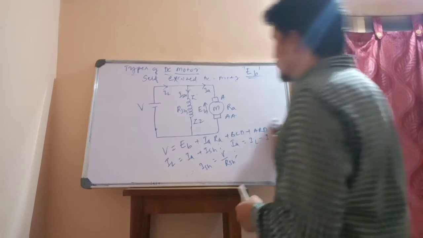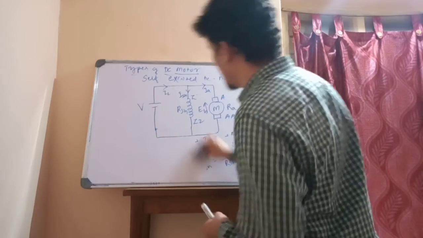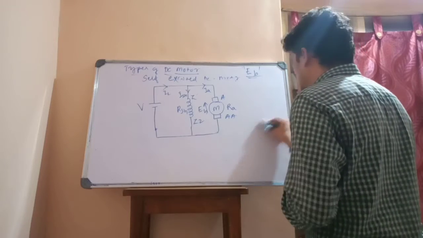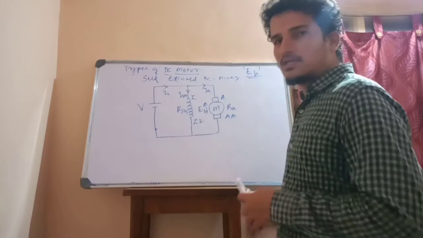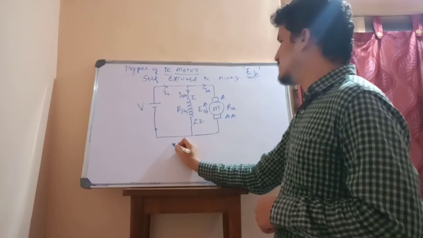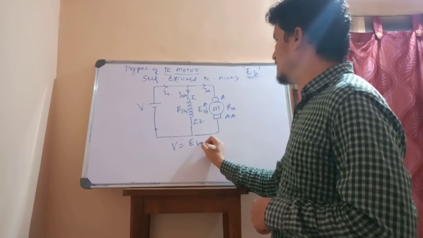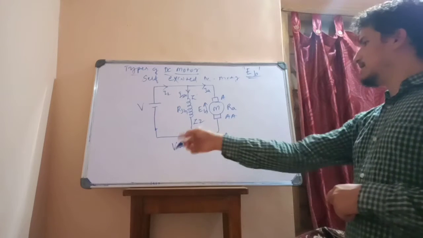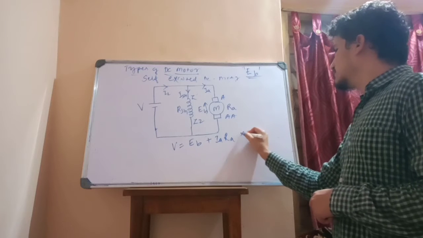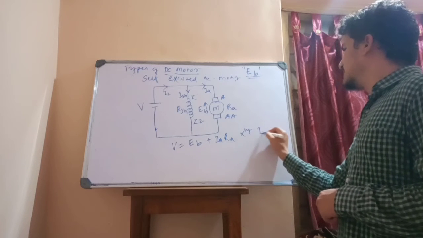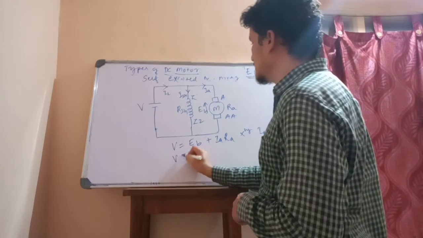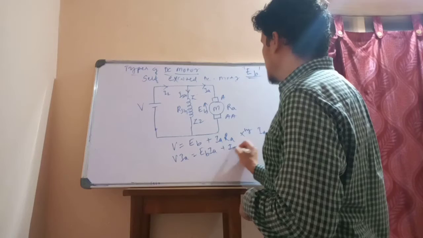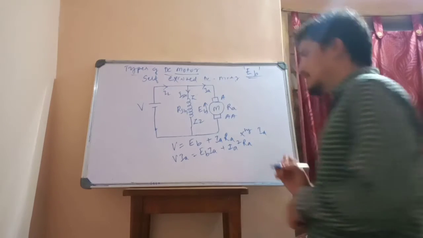So this is about the shunt motor. As I told already, back EMF plays an important role in the performance of the DC motor. We shall come back to that discussion by considering the DC shunt motor. What is the voltage current equation? V is equal to EB plus IA RA. Multiply both sides by IA: V into IA equals EB into IA plus IA square RA. Can I write like this?